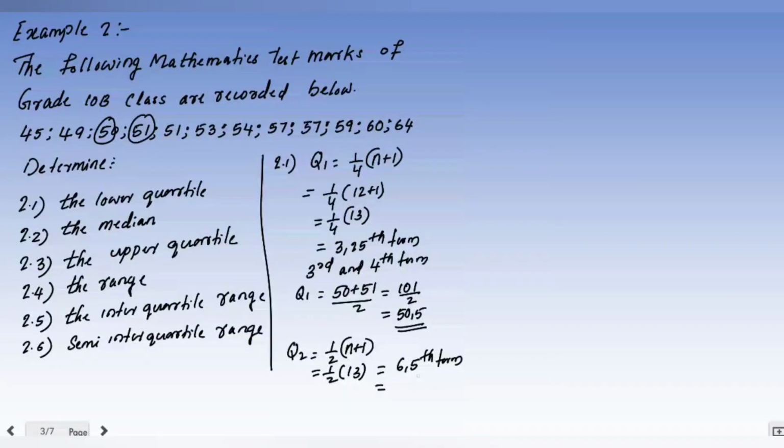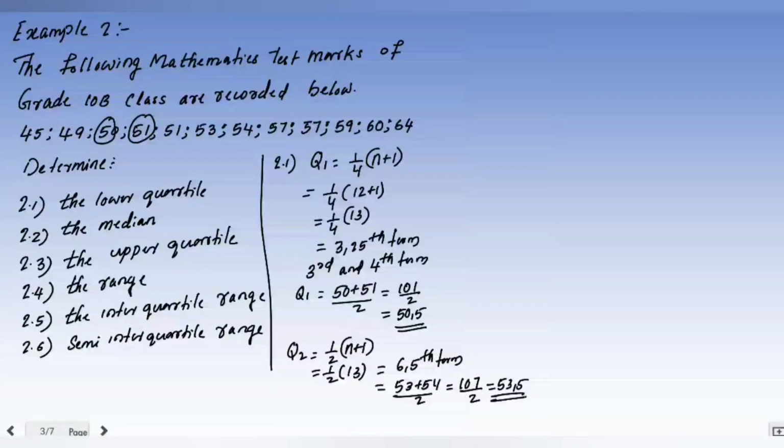So just find the mean of those two numbers, that is 53 plus 54 divided by 2, which is going to be 107 divided by 2. So the answer is 53,5. So we got it.